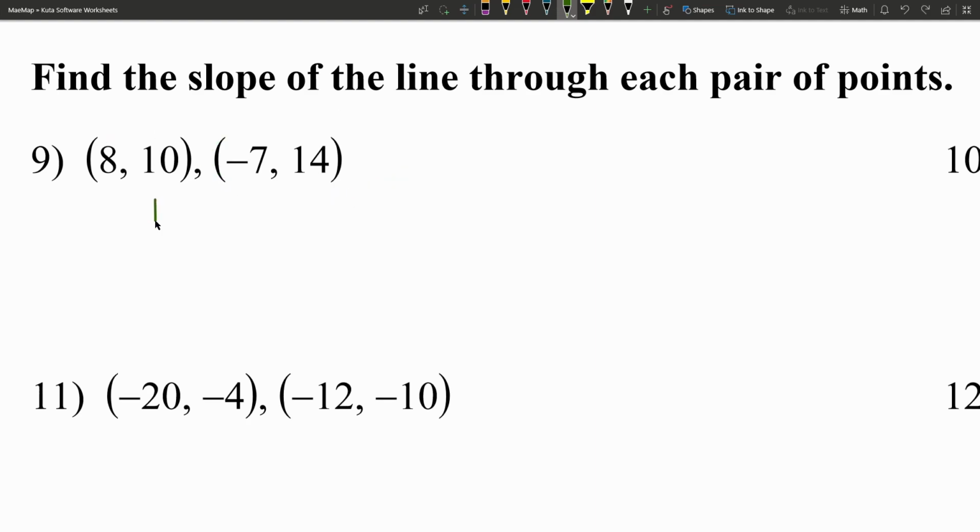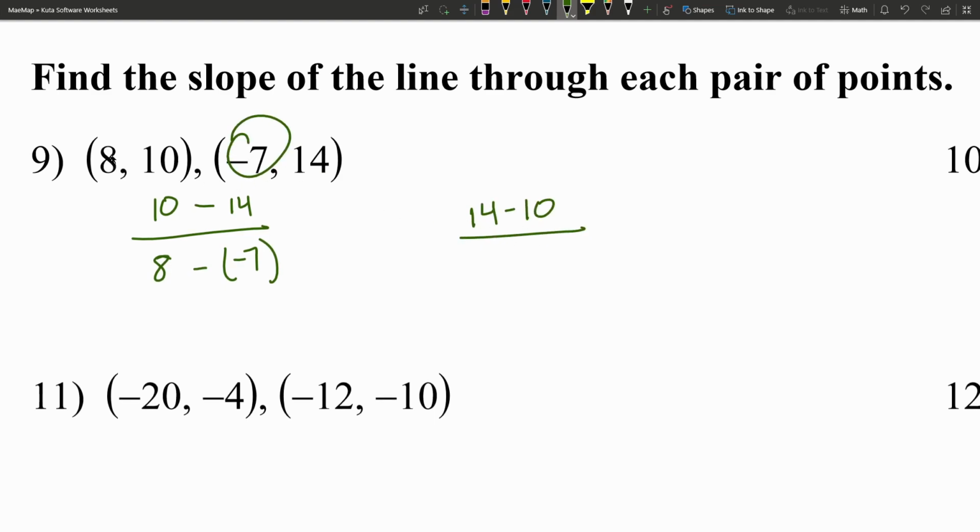So I'm going to start with 10 and subtract my y value of 14. I need to start with 8 and subtract my x value of negative 7. That's one way to do it. Or my second way, I can start with 14 and subtract 10, and then start with negative 7 and subtract 8. If you're doing it right, you should see your xy values in line. Here's my yx coordinates. Here's my yx coordinates.